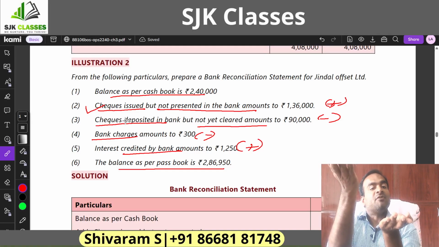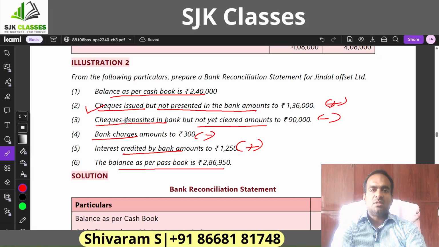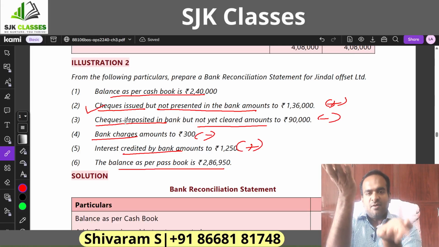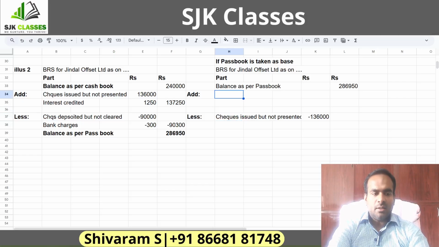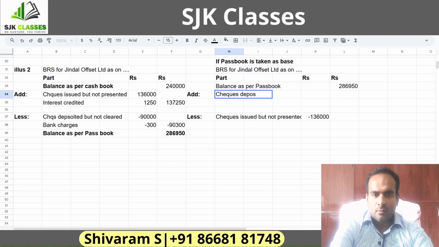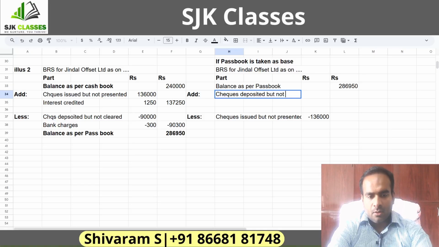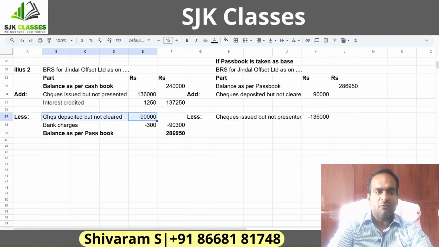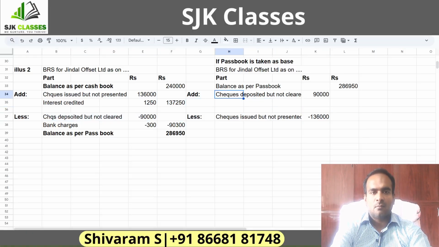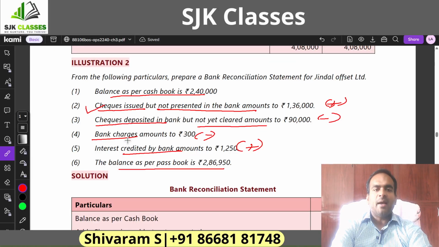Plus minus your left hand only. To match with right hand, what should you do? You must increase your left hand. The case of addition. To match with right hand, you have to add it. So in addition, what will you do? Checks deposited but not cleared. Amount is 90,000. In the previous working, we showed it as a negative figure. Now it will be shown as a positive figure. That's it.